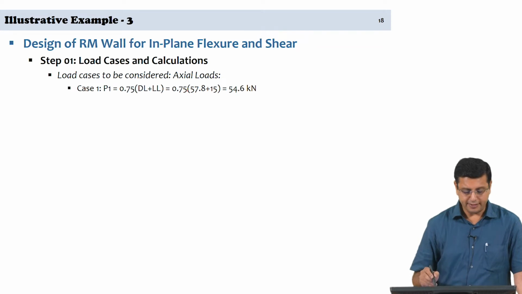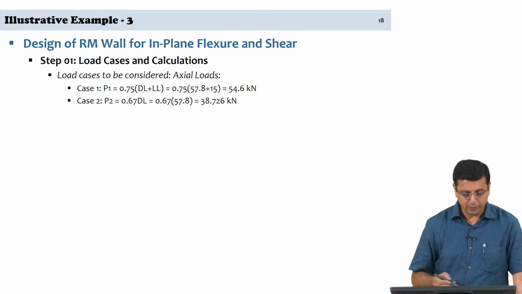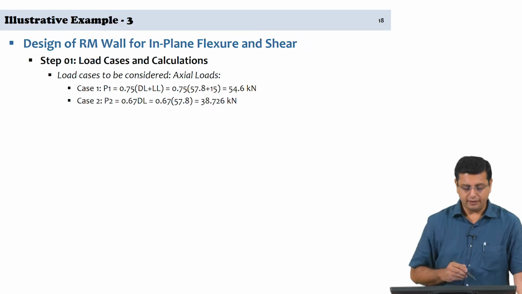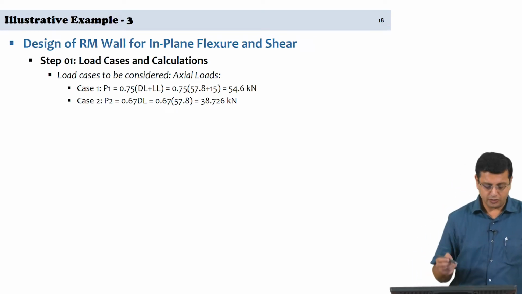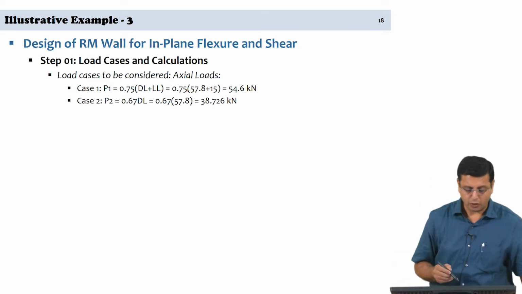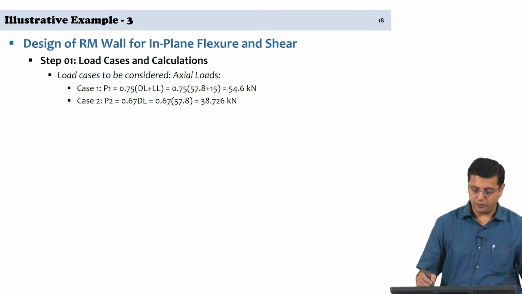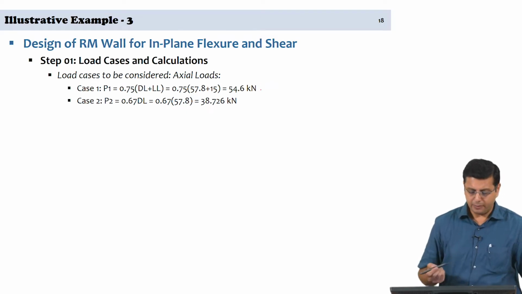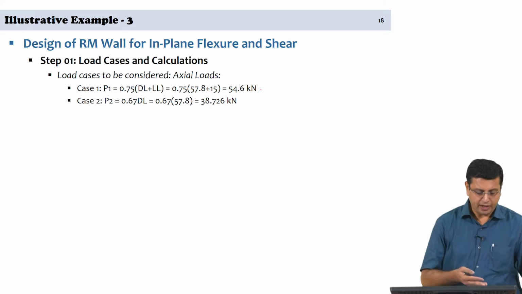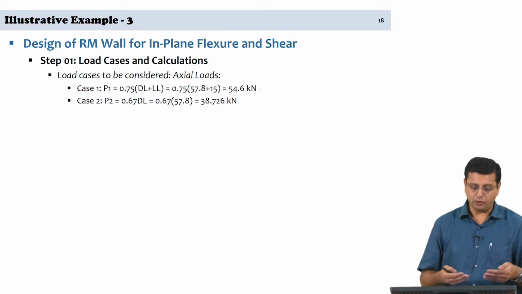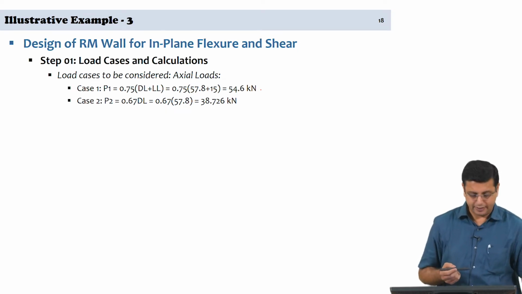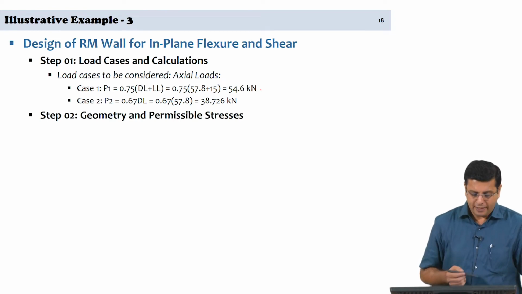That is your case 1, we call it P1, and case 2 is with the reduction in the dead load. So, 67% of the dead load is what we will consider. This works out to about 38.76 kilonewton. So, we have two cases that we must look at in design. I will take up one of the cases and we will go into the details, and one should be looking at both the cases to see which would give you the worst case scenario as far as the design is concerned. Some aspects of the geometry and permissible stresses that we will be requiring.